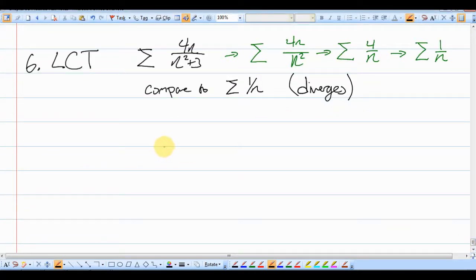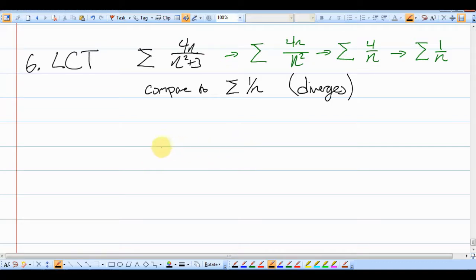Yeah? What if when you plug it back in, you're not going to get a constant? Now that's going to parts 2 and 3 of the limit comparison. Part 2 says that if you get 0 and the denominator converges, then the numerator converges. Part 3 says that if you get infinity and the denominator diverges, then the numerator diverges.